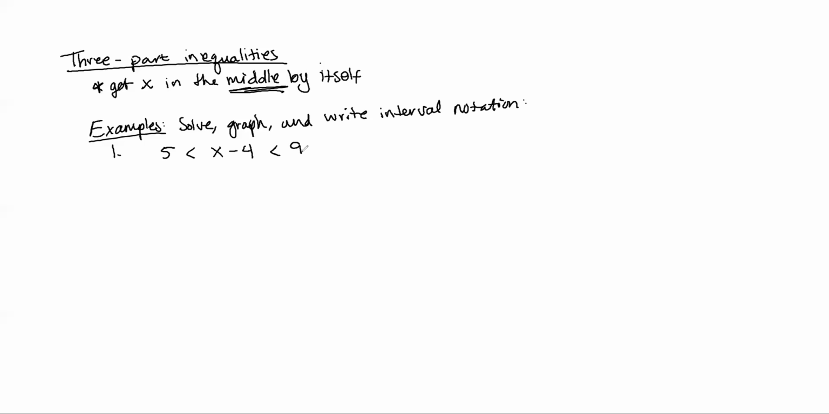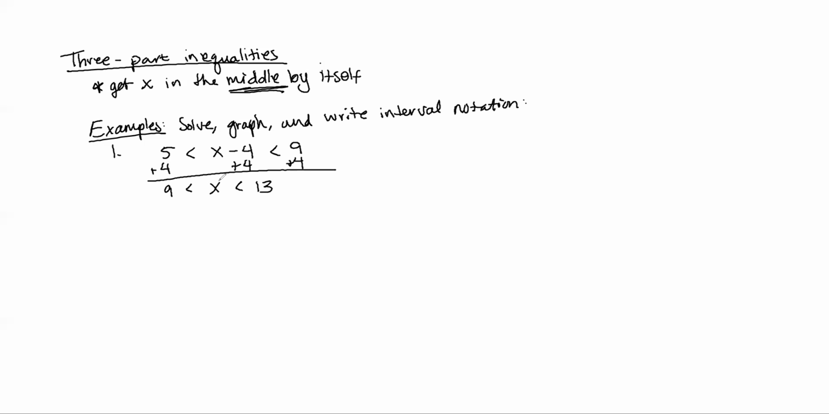Now, our goal is to get the x in the middle by itself. So you want to look at the middle and see what you need to get rid of. Right now, all we have is this -4. So we're going to add 4, not just to the middle, but we're going to do it also to the left and to the right. So what you do to the middle, you do to every single part, all 3 parts of this inequality. 5 plus 4 is 9. Bring down the less than. Now we just have an x in the middle. Bring down the other less than. 9 plus 4 is 13. And now we have x in the middle by itself.